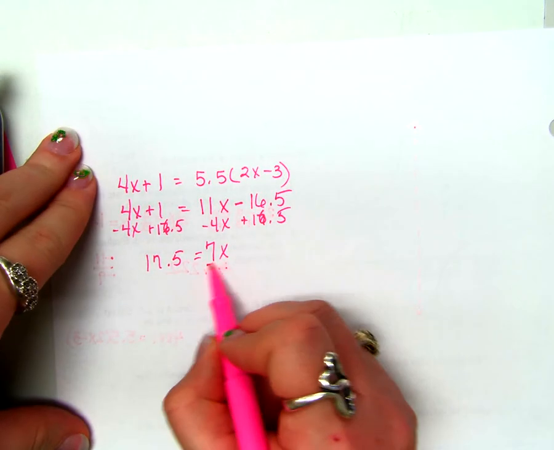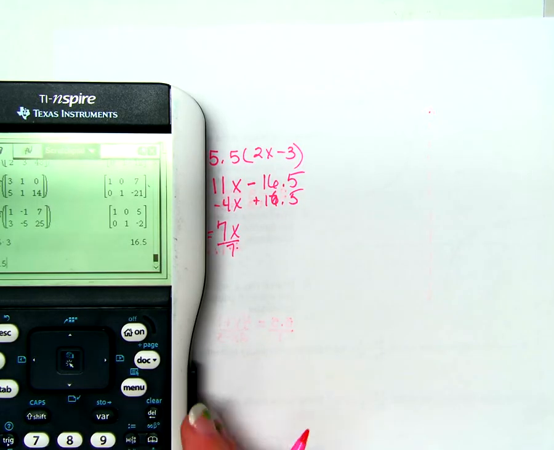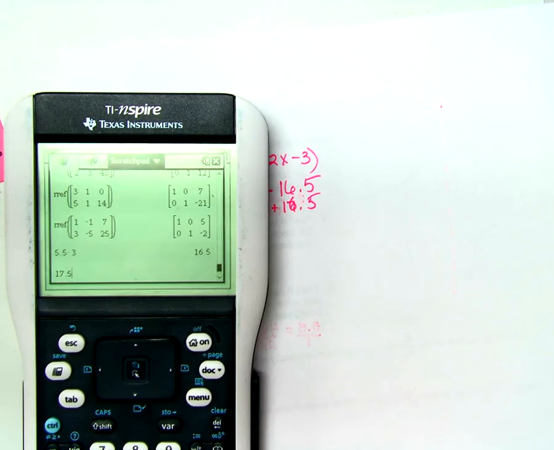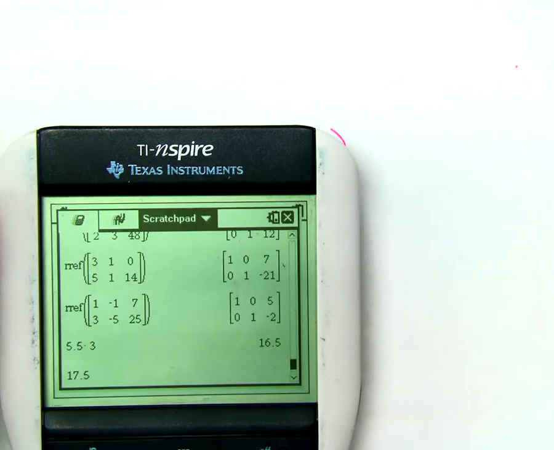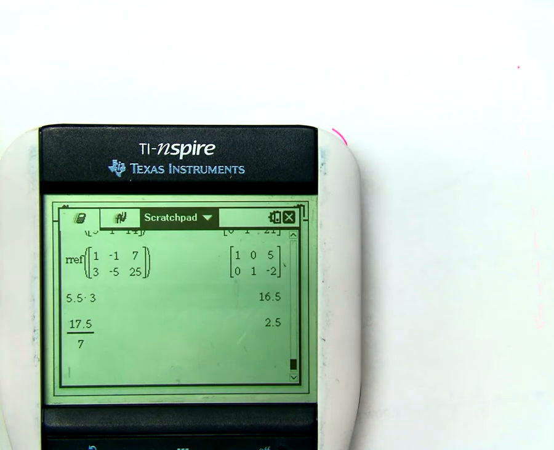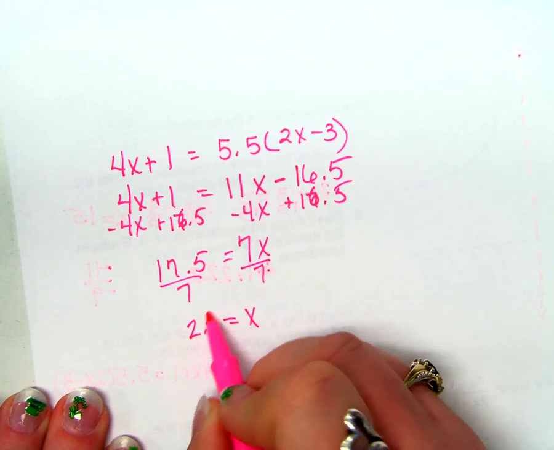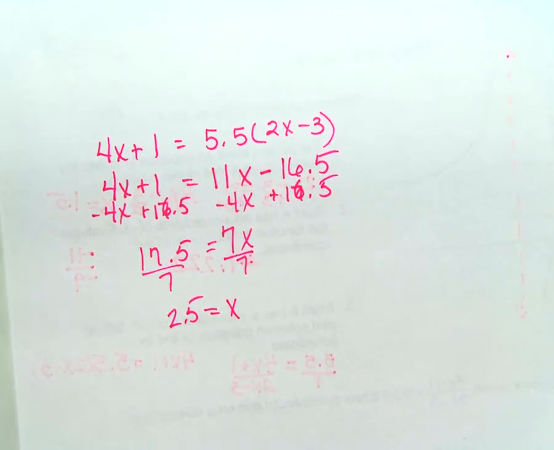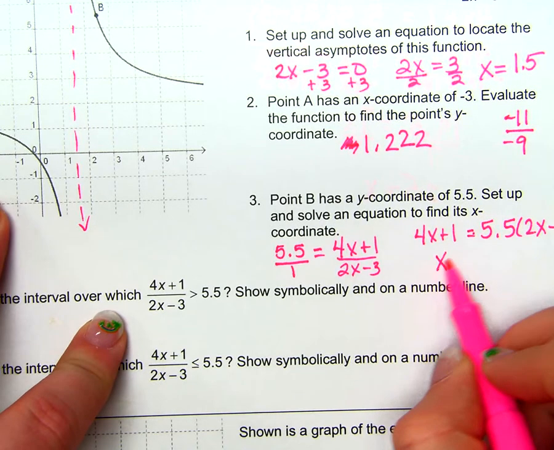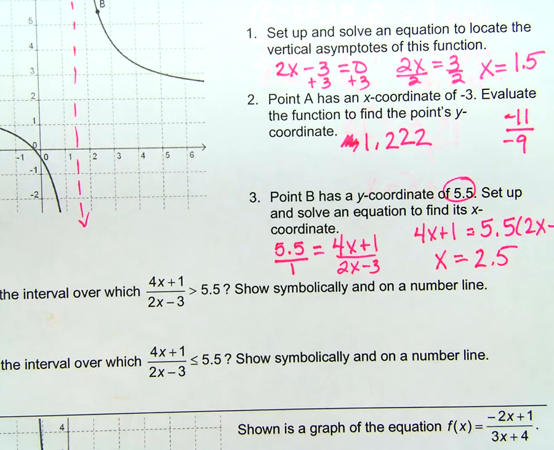So when I divide both sides by 7, 17.5, whoops, you can't even see that, divided by 7, 2.5. X equals 2.5. Wait, what does that mean? That's the x coordinate when? Very good. When y is 5.5, x is 2.5. Okay?